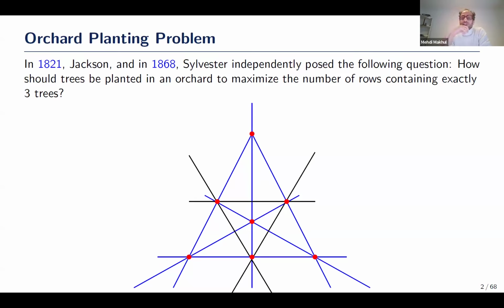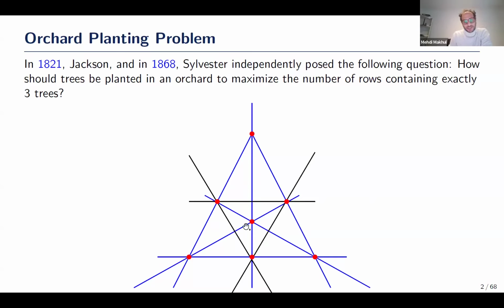independently asked a question: how could we plant actually 9 trees in a garden such that the number of rows containing exactly 3 trees is the maximum possible. So here, if we translate to mathematical language, it means that we would like to put n points in the plane in such a way that the number of lines passing through exactly 3 points is the maximum possible. So look at the blue lines here.